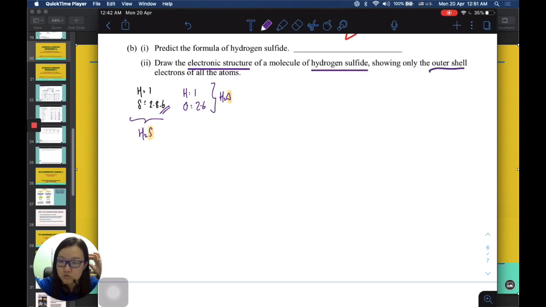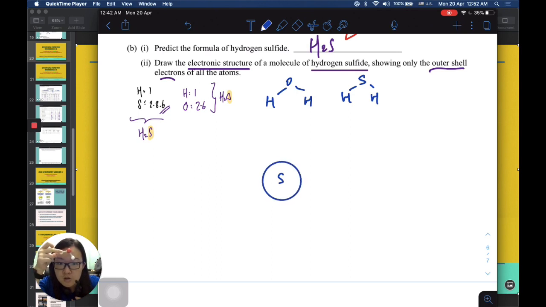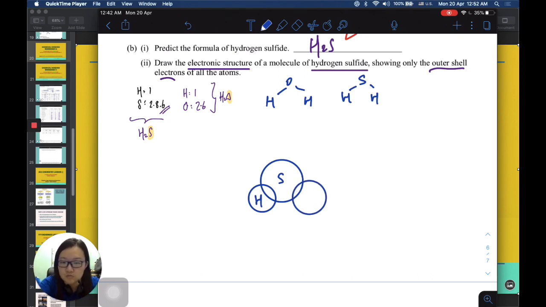So part 2, draw the electronic structure of hydrogen sulfide, which is H2S, showing only outer electrons. You know H2O looks like that, right? Mickey Mouse. By now, if you still don't know water looks like that, I don't know what to say. So H2S will look something similar. This drawing is super simple. You draw sulfur first, and then you draw hydrogen, making sure the electron shells overlap.